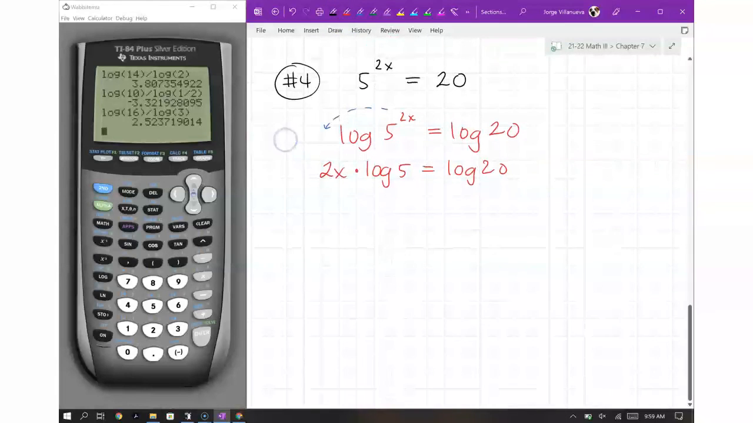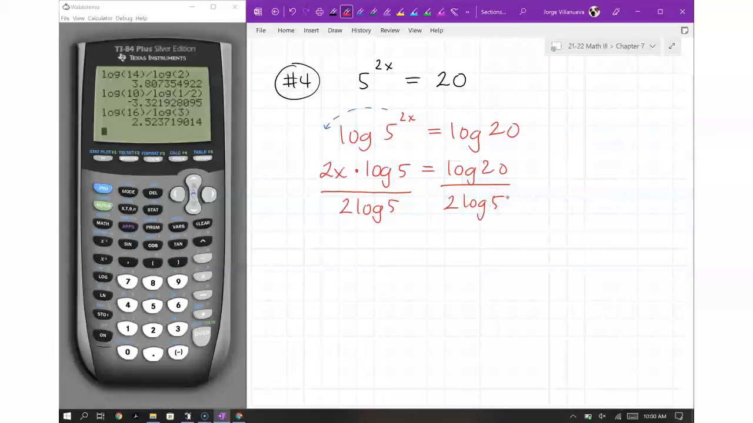Now, based on what I've already been doing, what is my next step? Well, I could divide by 2. What else could I do? Divide by log 5. Now, I've always been dividing by the logs, right? But you also said divide by 2. So why not divide by both? To get x by itself, let's divide by 2 log 5. Maybe you want to write 2 log 5 as log of 25. That's up to you, but we'll leave it like that.